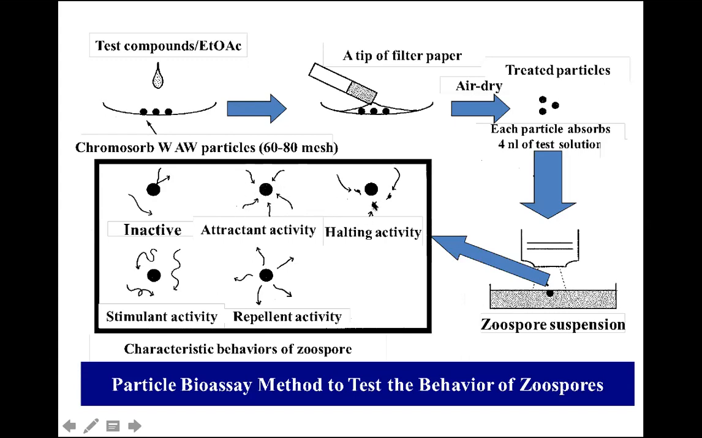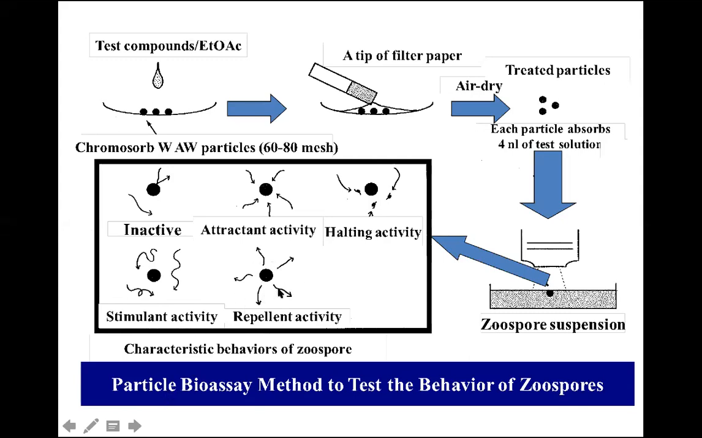If a compound can stop the motility of zoospores, then the zoospores passing through the particle all stop; they cannot move, become paralyzed, or halted in their movement. So we call this halting activity. With stimulant activity, some compounds stimulate the movement, meaning zoospores swim faster than in the normal control condition. Repellent means some compounds repel them: zoospores do not like those compounds and move away from them. As a result, around the particle you cannot see any zoospores.